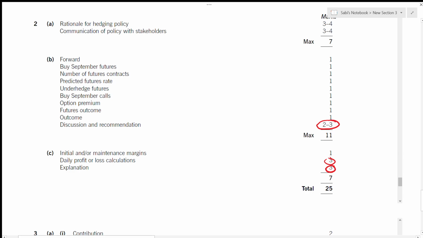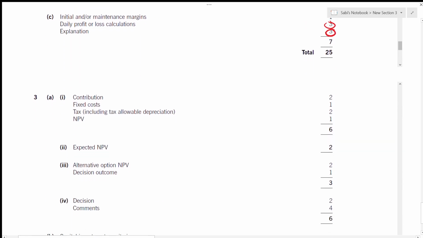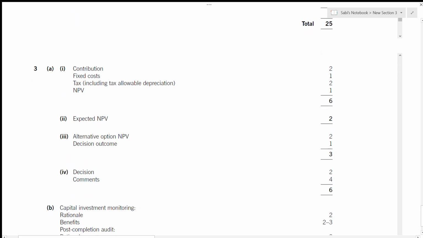Let's go to the third question, net present value, right? Contribution, 2 marks. Fixed cost, 1 mark because it's very simple, right? Tax is again 2 marks. Net present value is 1 mark. Your expected net present value is 2 marks. Your alternative option net present value is 2 marks. Decision outcome is 1 mark. And your decision is 2 marks.